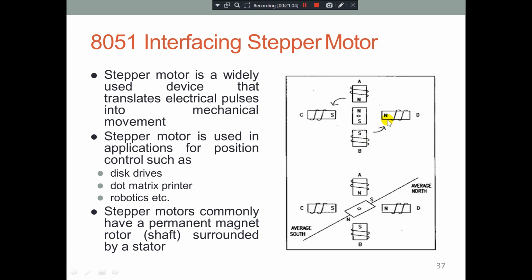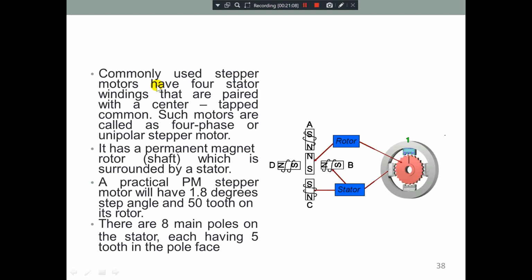So we have four magnets. The commonly used stepper motors have four stator windings, which are paired with a center tapped common. Such motors are called four-phase or unipolar motors. Here you can see the single shaft and the four magnets of the stator, which we call A, B, C, D. This is how it rotates clockwise, and if it is rotated the other way, it is anti-clockwise.